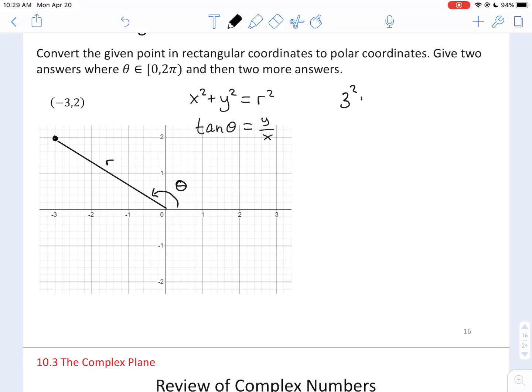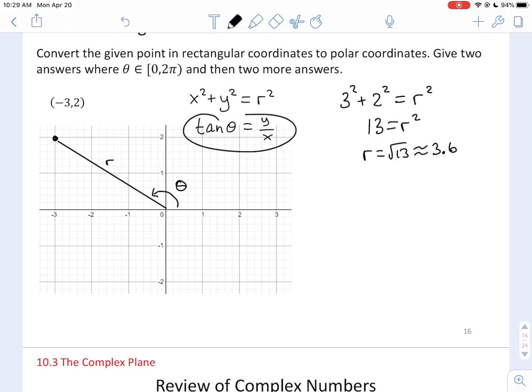So we have 3 squared plus 2 squared. Or if you insist, you can put the negative on that 3. But since you're about to square, it doesn't matter. It's going to be treated as if it was positive 3 in the first place. And this is equal to r squared. And that gives us 9 plus 4 is 13, and then that's equal to r squared. So r is equal to the square root of 13. So it's about 3.6. Now let's find the theta next.